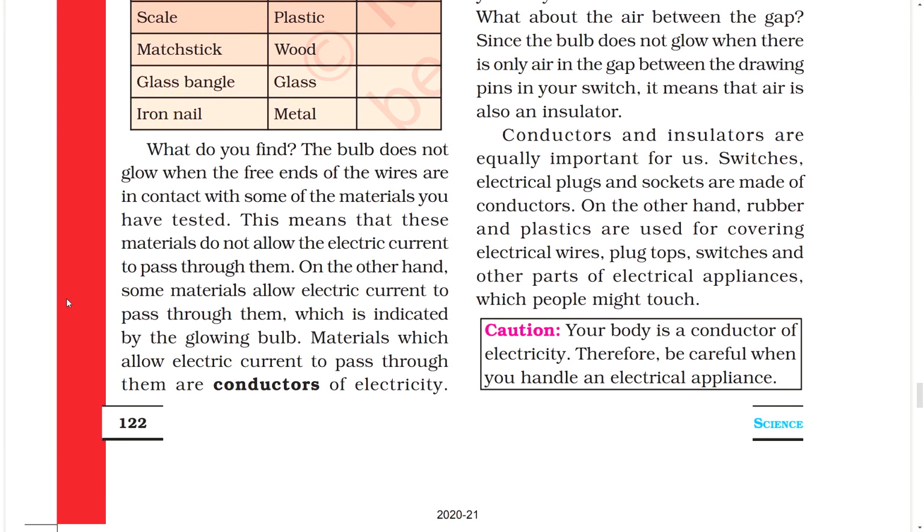Conductors and insulators are equally important for us. Switches, electrical plugs, and sockets are made of conductors. On the other hand, rubber and plastics are used for covering electrical wires, plug tops, switches, and other parts of electrical appliances which people might touch. Caution: your body is a conductor of electricity. Therefore, be careful when you handle an electrical appliance.